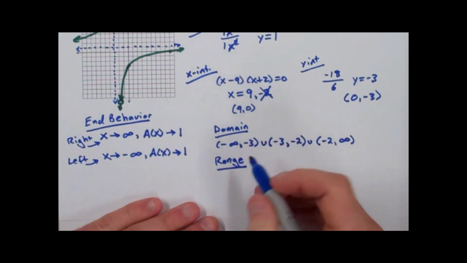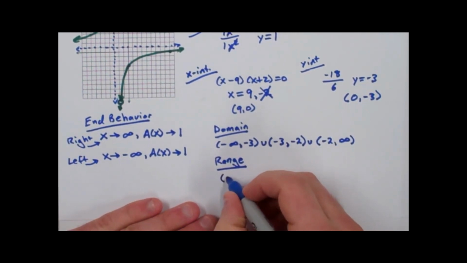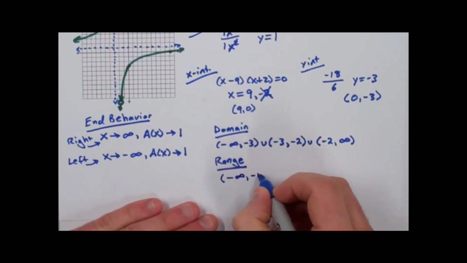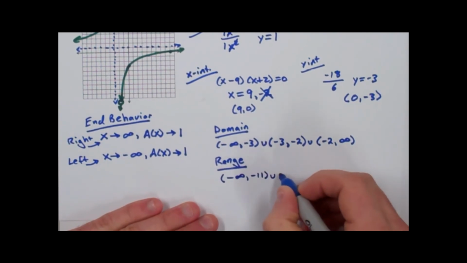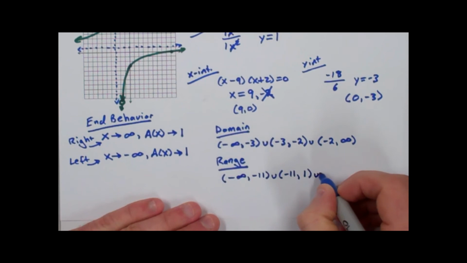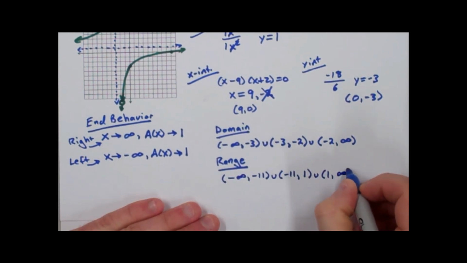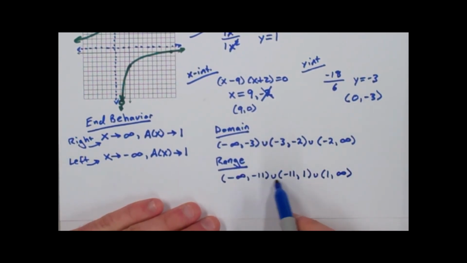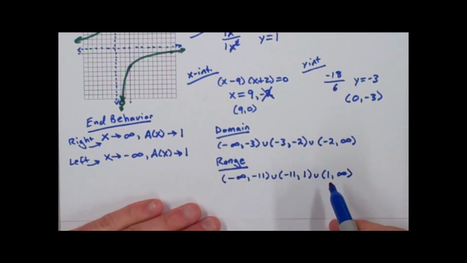So when we write our range, we're going to write -infinity to -11, union -11 to 1, union 1 to infinity. Again, we're excluding -11. No matter what we do, we can't make this graph actually equal -11 or the output equal -11, and then also 1 will not work here either.